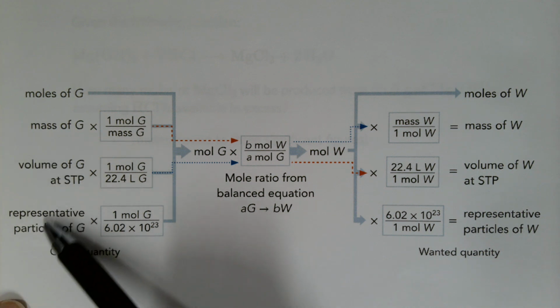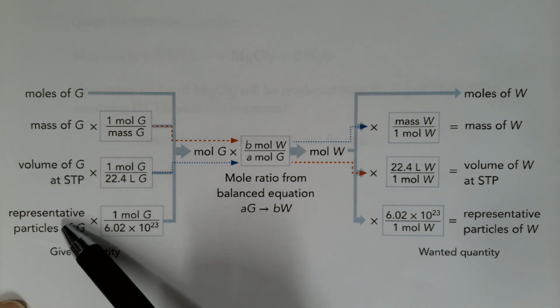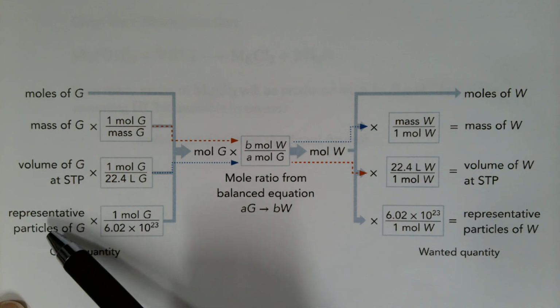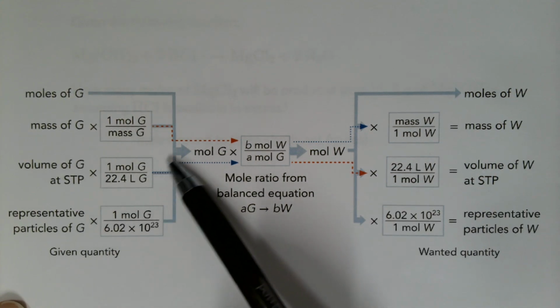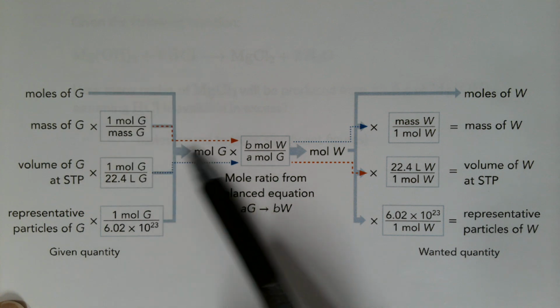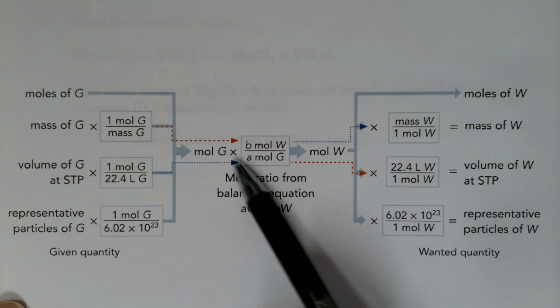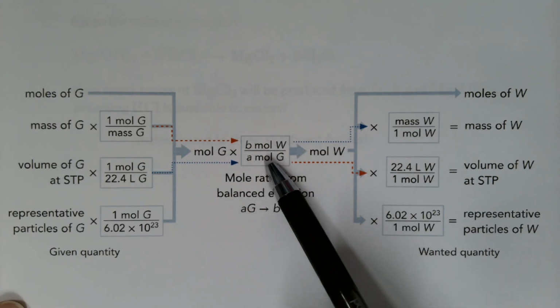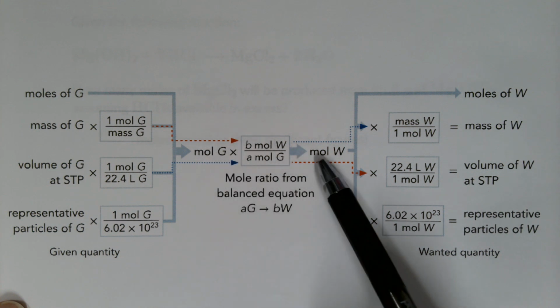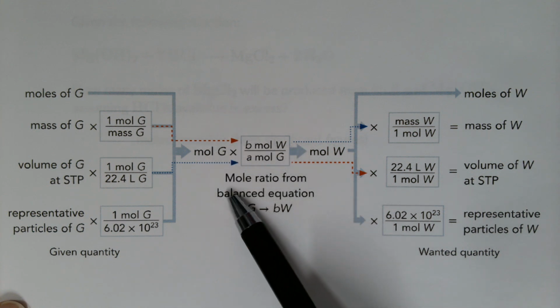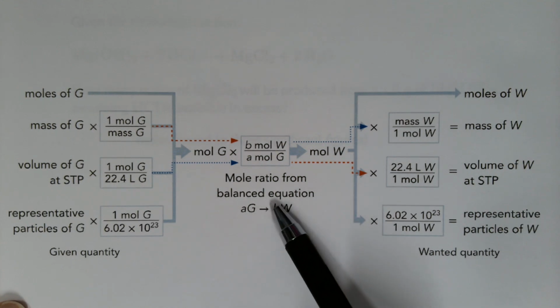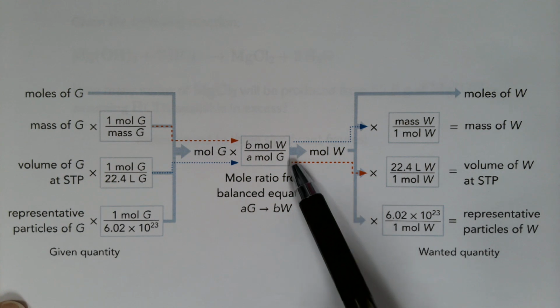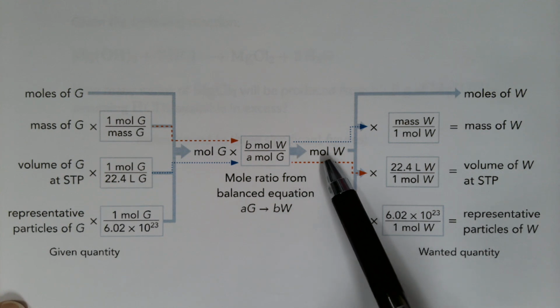It will very rarely be given to you as representative particles, which is how many actual atoms or molecules. This is not very common. If you have either of these, you have to convert them to moles first. And if you're given moles, then you can go right to the middle part. This ratio is what allows us to transfer from one substance to another. It is the mole ratio. These coefficients come from the balanced chemical equation. You must have that.